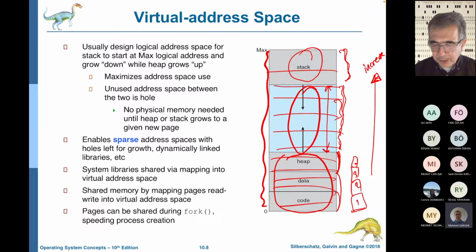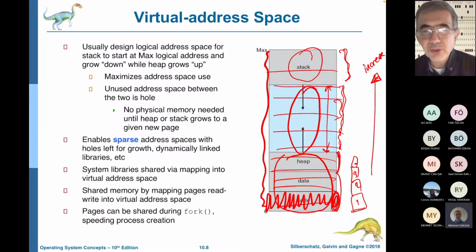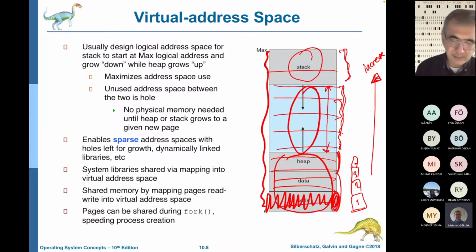If the part of the code here is not used, then no memory is given in real memory. That part will stay in virtual memory because it is not in action. It is not running.